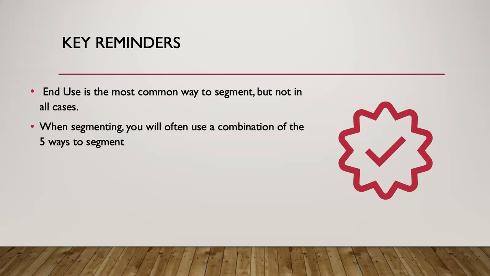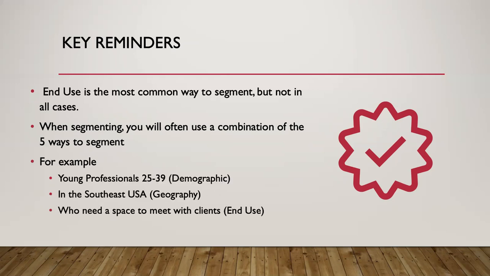Next, when segmenting, you will often use a combination of the 5 ways to segment. This is what I mean. Look at this example. Young professional, 25 to 39, that's a demographic. In Southeast USA, that's geography, who need a space to meet with clients and use. Okay, so this one segment, I use 3 of those 5 different elements to define who this segment is. There might be times where you use 1. There might be times where you use all 5. Again, it's not a perfect formula. It is what fits for your company. And that is the main thing. In all cases, do what makes most sense for your company.